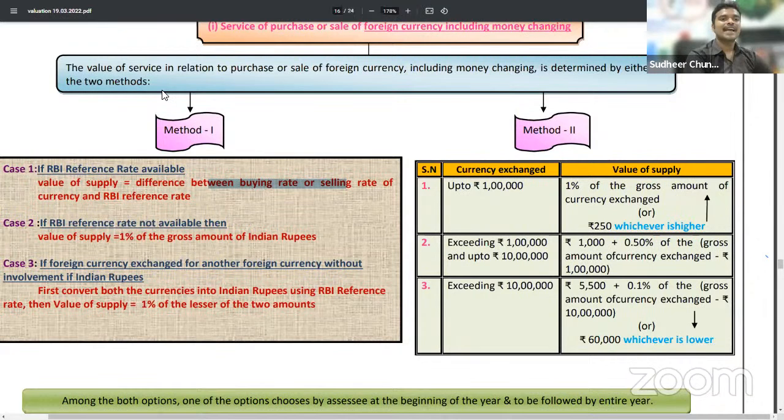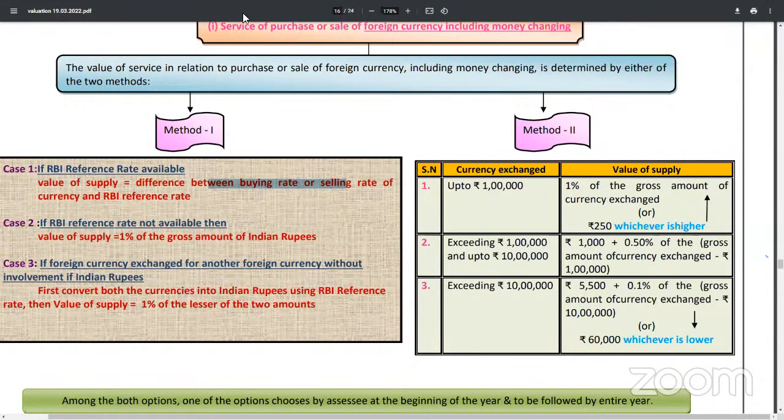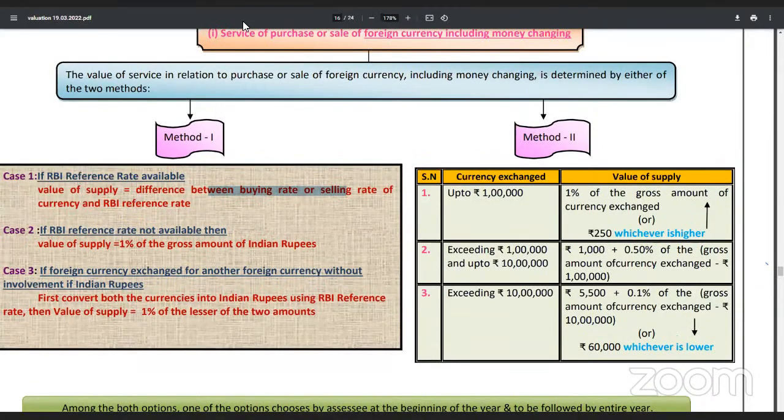On that 5 rupees, 18% GST will be levied. Sir, what was given here? Value of supply will be the difference between buying rate and selling rate. This is in which case? When RBI reference rate is available.